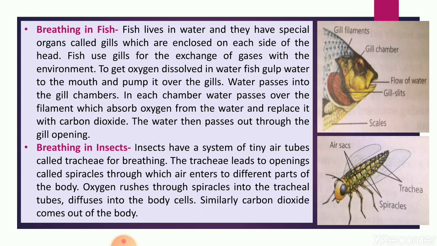And when carbon dioxide is produced during the process of respiration, that carbon dioxide also diffuses into the tracheae, and again it is carried out through the spiracles, and the spiracles remove or expel the carbon dioxide by the process of breathing. So we can say in insects, the exchange of gases occurs through tracheae.